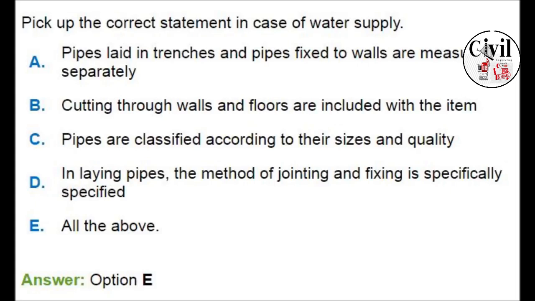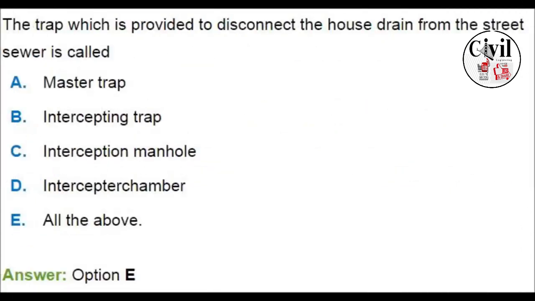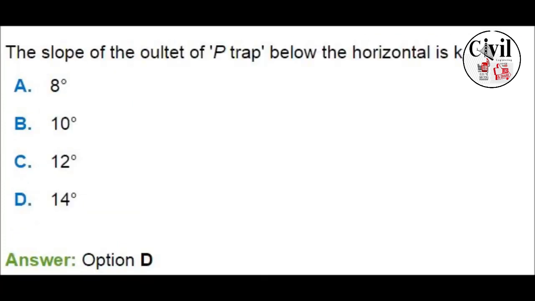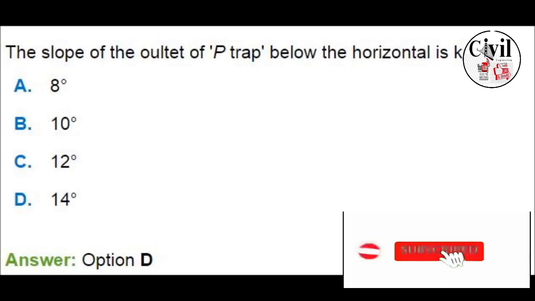That's fine. The trap which is provided to disconnect the house drain from street sewer is called master trap, intercepting trap, interception manhole, intercept chamber. So all of our options are correct because all sewers are of the same name. The slope of outlet of P-trap below the horizontal is kept as 14 degree. So guys, remember this. This is an important MCQ.